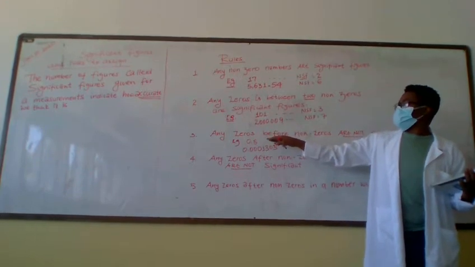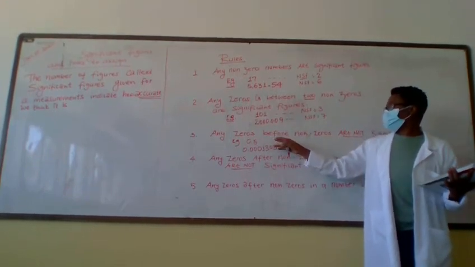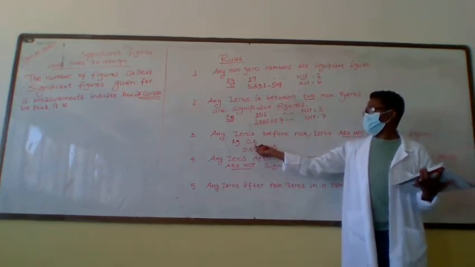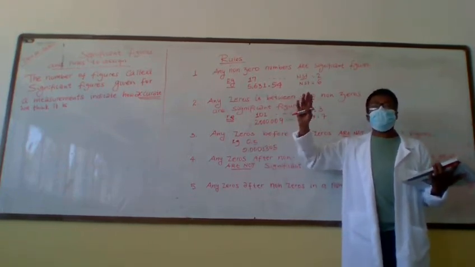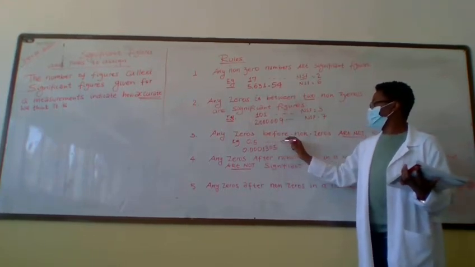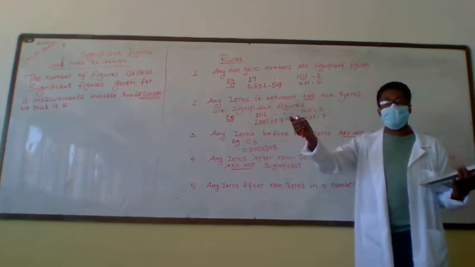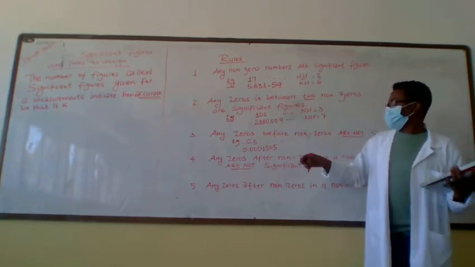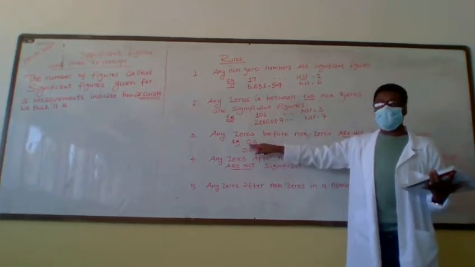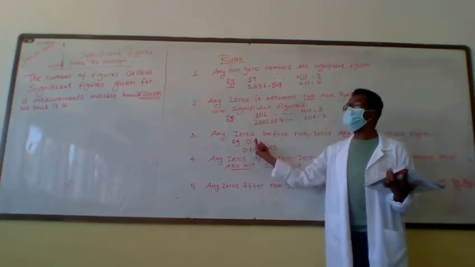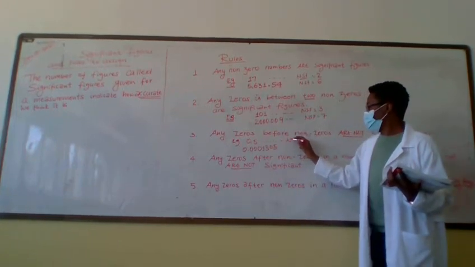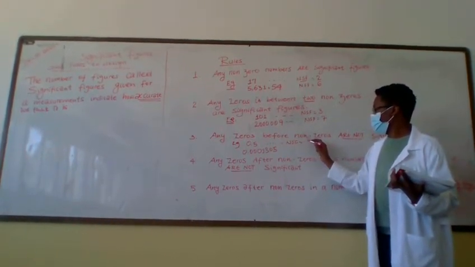So according to this rule number 3, any zero which comes before non-zero, the 0 coming before 5 in 0.5, which is non-zero, cannot be considered as a significant figure. So the number of significant figures of 0.5 will be then, look, 1. Right? Because 0 cannot be counted as significant figure, because 0 comes before a non-zero digit. So the number of significant figures in this case will be 1.